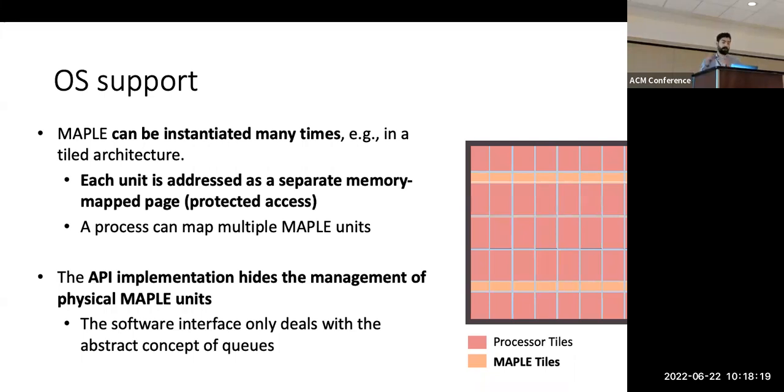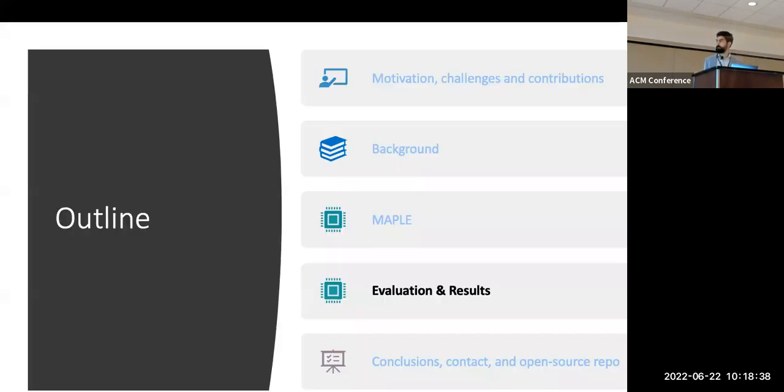The API also handles the mapping process of the Maple units internally, providing an abstract concept of software queues to the programmer, which is also decoupled from the hardware implementation, so that the programmer or the compiler pass can use this without worrying about the internals.